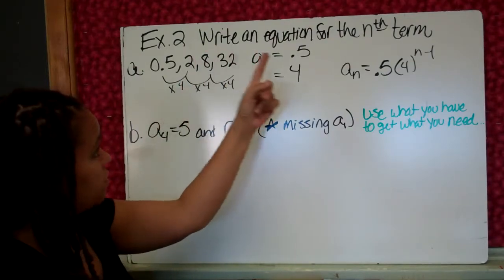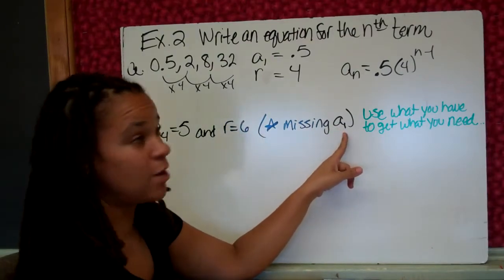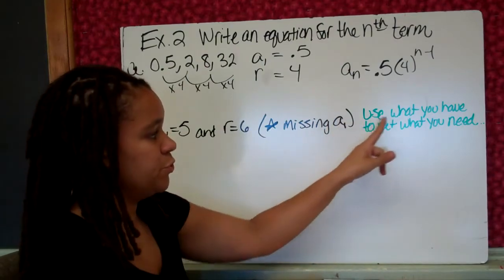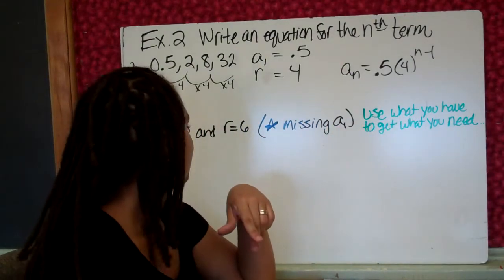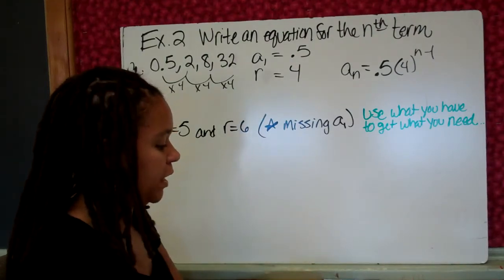All right, B. Here, we still want to write the equation. We have A4 and we have r. But notice we're missing A1. We need A1 to be able to write the equation. So, use what you have to get what you need. Here's what we're going to do. We're going to take the information that we have from A4 to help us figure out what A1 is.